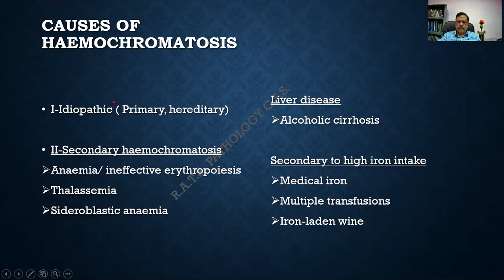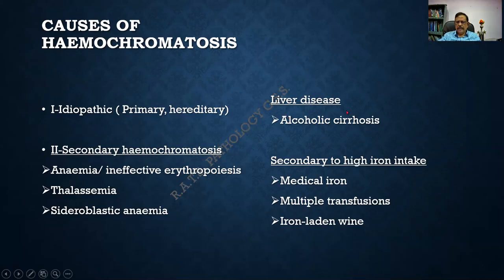Now what can be the causes for hemochromatosis? First is idiopathic, most common. There can be what is called as secondary hemochromatosis. In any severe form of anemia, hemolytic anemia, ineffective erythropoiesis, where the iron is not utilized. Thalassemia, an example of a hemolytic anemia. Sideroblastic anemia. In all these things, there can be a secondary hemochromatosis.